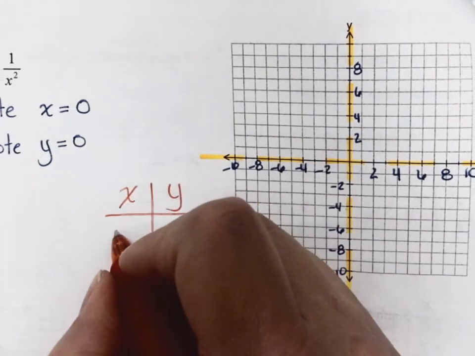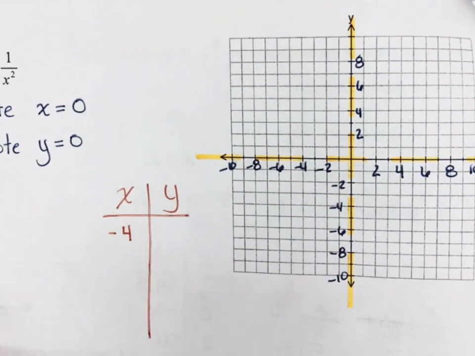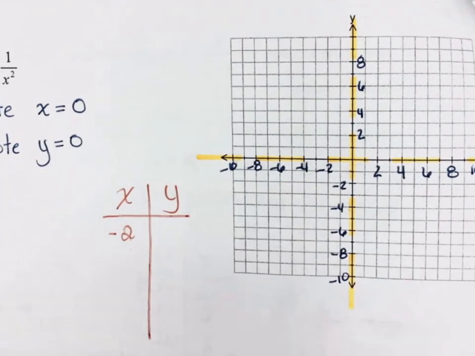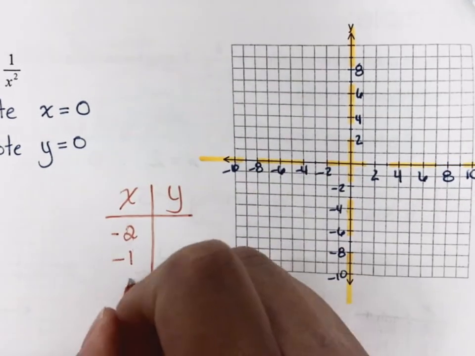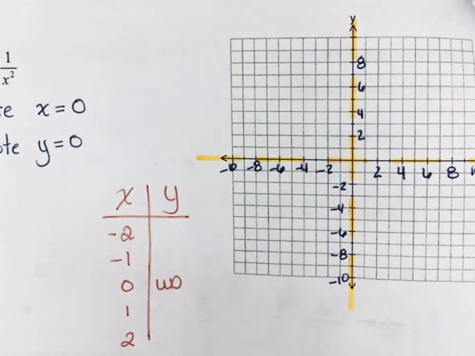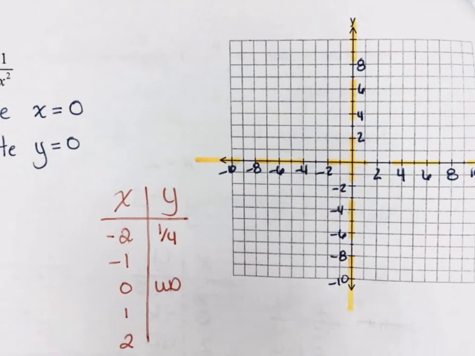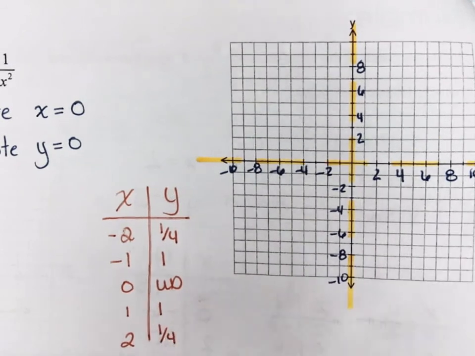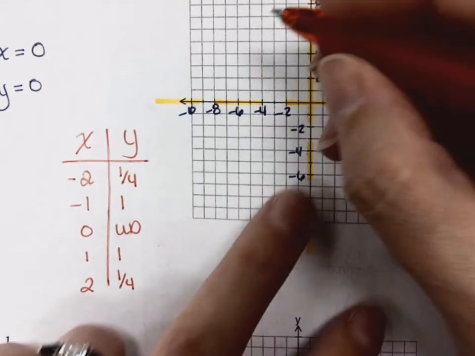Okay, can we do -4 just for funsies? Oh, -4 is bad. How about -2? Yes. -2, -1, and what's happening at 0? Undefined. Then 1 and 2. Are we good with that table? Yeah. Okay, 1/4, then 1, then 1, and then 1, and 1/4. Can we graph this? Yeah. Beauty.